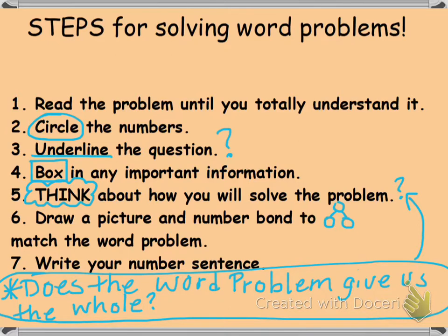Then the next step is think. Whenever you do CUBES, it's C, which is circle, U, which is underline, B, which is box in, and then E, which is evaluate. Evaluate is a big word for us to remember and understand, which is why we change it to think. Right now we are doing CUBES, and E is evaluate, but we use a shorter word, which is think. And then the last part is solve.